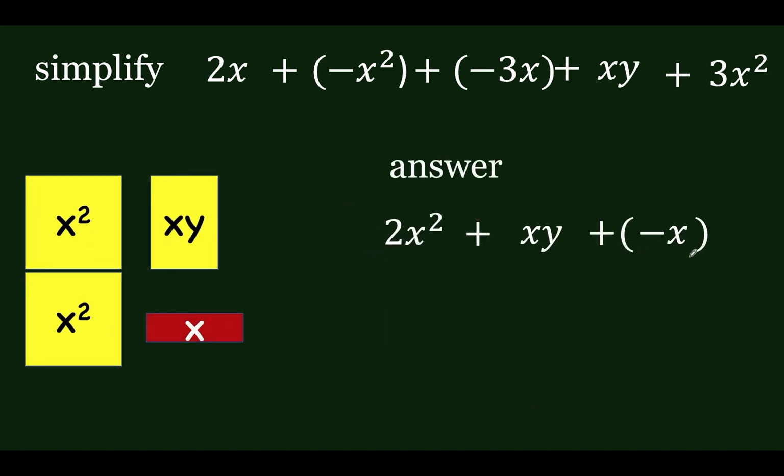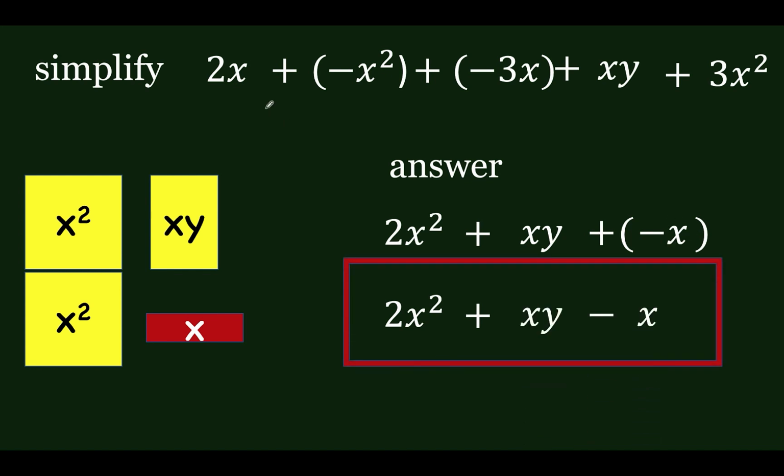And when you have plus negative, we can also write that as minus of that variable. So this is now our final answer. So notice now that when you subtract algebraic expressions, it's just a matter of finding all those zero pairs. And since their combined value is 0, then you just remove those zero pairs.